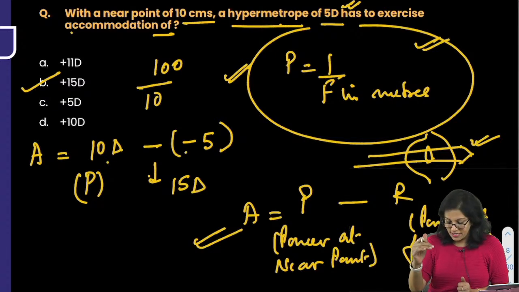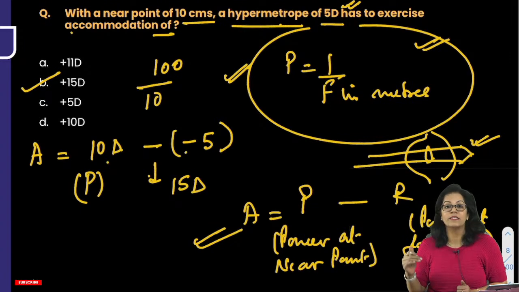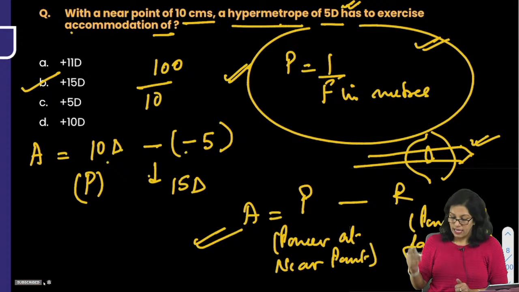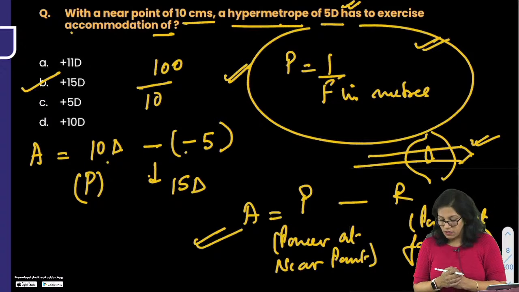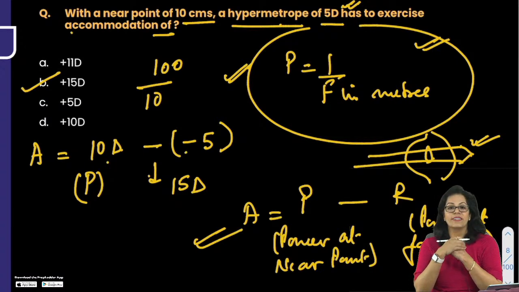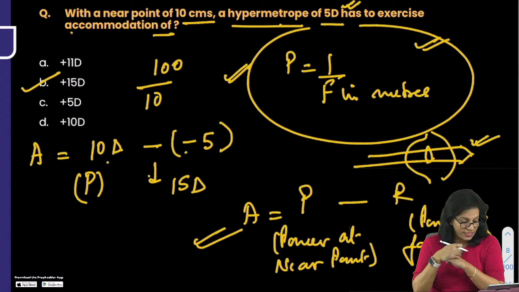Then you go to hypermetropia, so you will always depict the power at the far point as minus as it goes behind the eye. Therefore it becomes minus 5, so it is 15. And anyway you have to know this. So what are you trying to do? You are trying to change centimeters into meters, right?